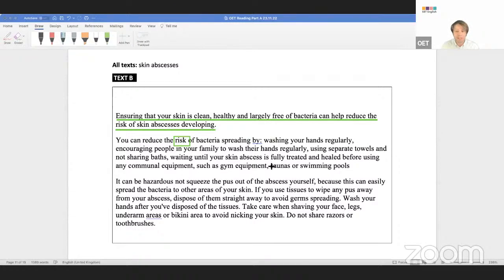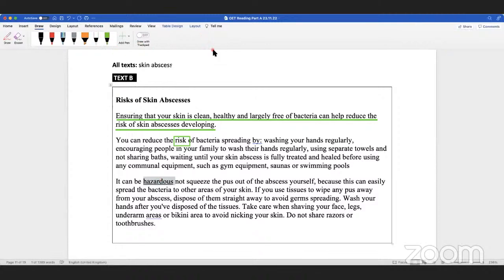Also, I'm seeing repeated words, guys. Does anyone see repeated words here? Risk. Yes, there's many. Does anyone see the other risk here? Skin. Okay, let me show you what the main idea is, guys. I've got the official main idea here. It is risks of skin abscesses. Well done if you got risks. I think you can get it from reading the first line. You can get it from the repetition of the word risk. Hazardous. There we go. What does hazardous mean, guys? Dangerous. Really dangerous. So it's almost like thematic, actually.